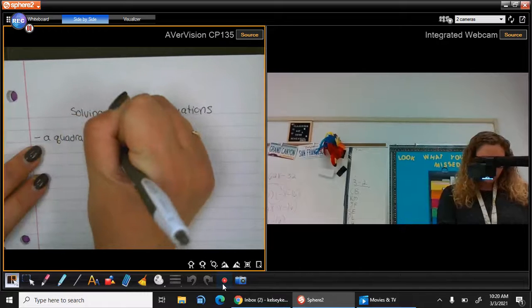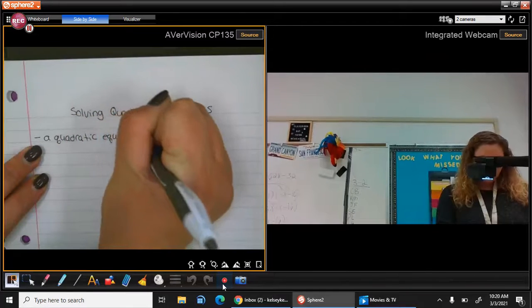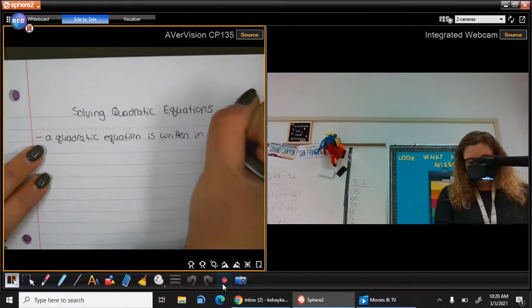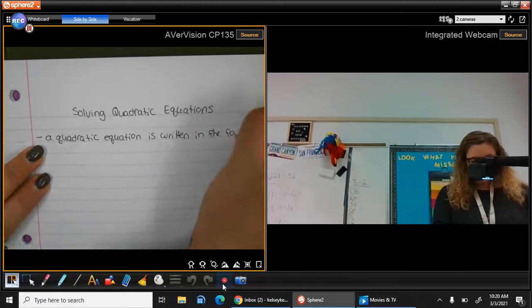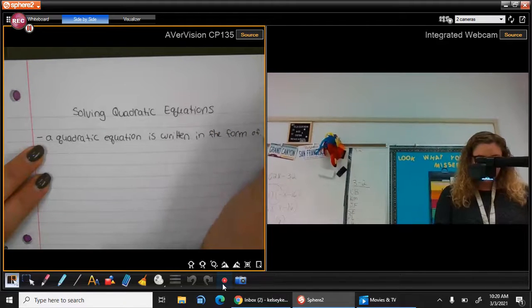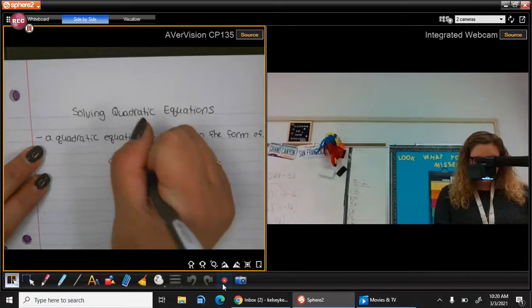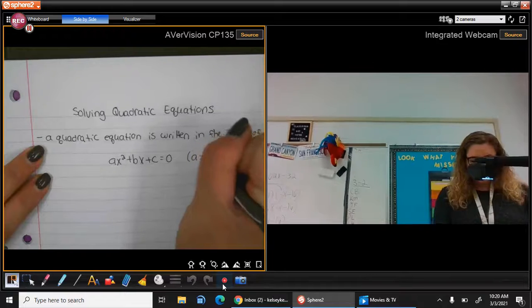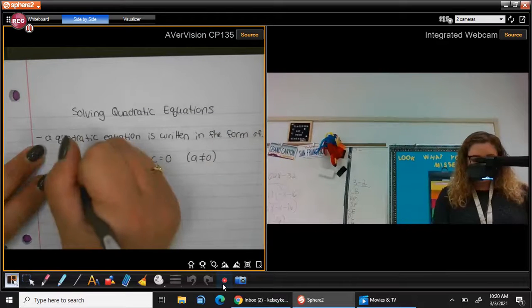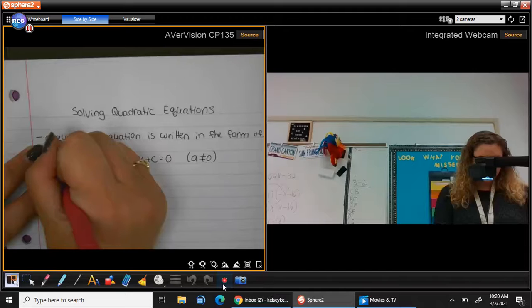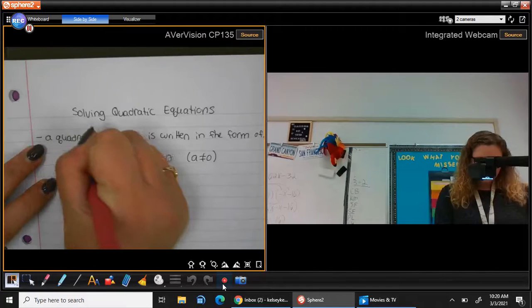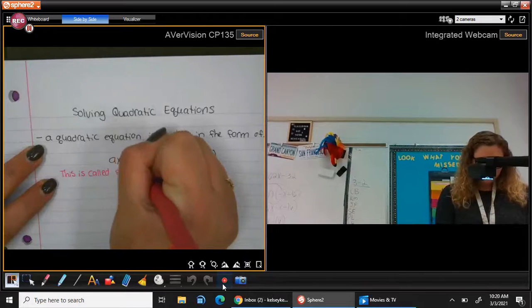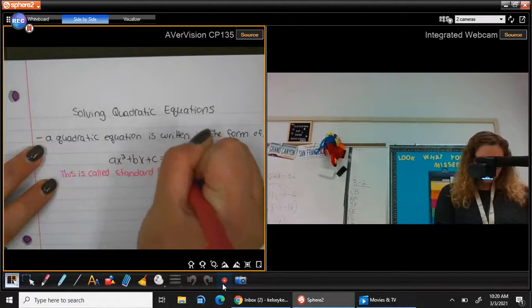A quadratic equation is written in the form of ax squared plus bx plus c equals 0. Okay, and a cannot equal 0. So this is called standard form.